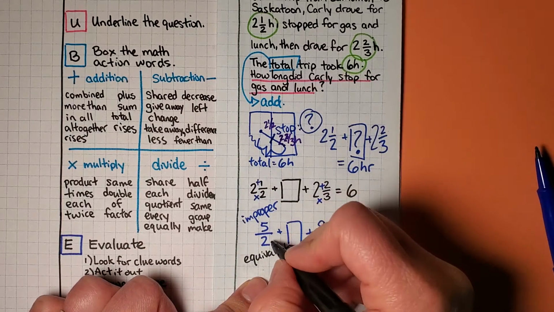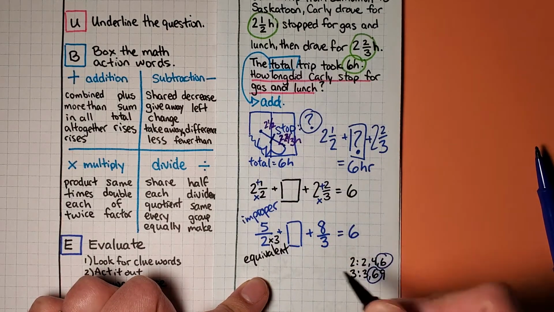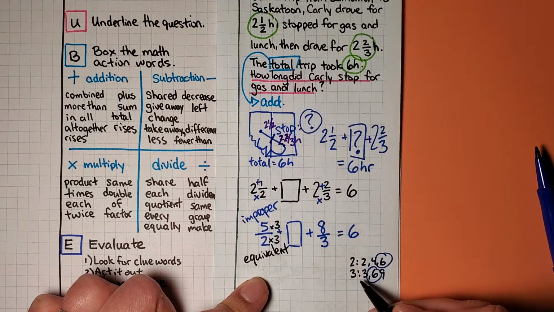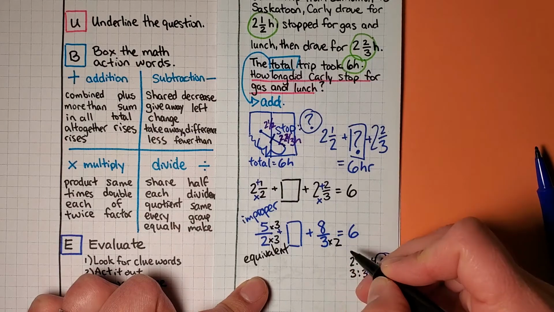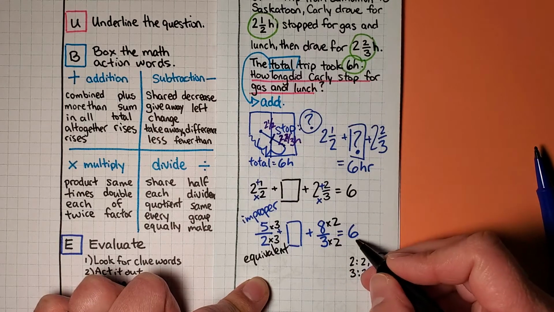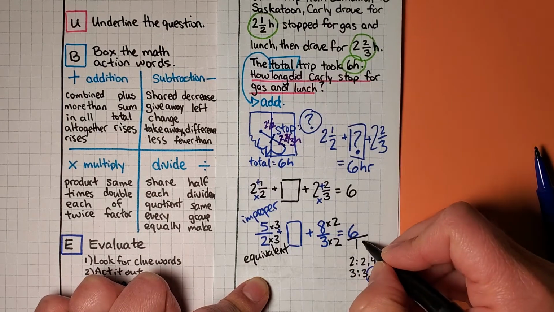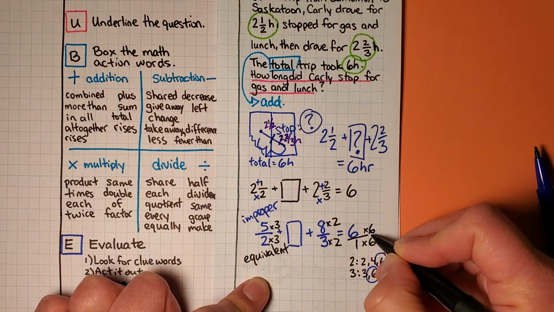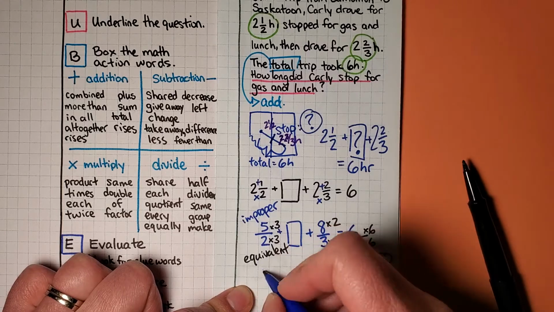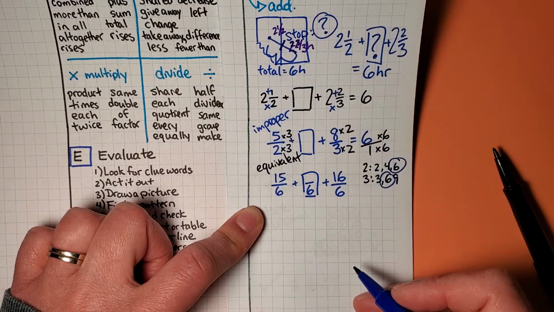I do that by multiplying by 3. 2 times 3 equals 6. Whatever I do to the bottom, I do to the top. Here, 3 times 2 will equal 6. Whatever I do to the bottom, I do to the top. Here, I need the lowest common denominator to also be 6. Right now it's 1, so I'm going to multiply the top and the bottom by 6. 1 times 6 is 6. Then I'll just rewrite that.